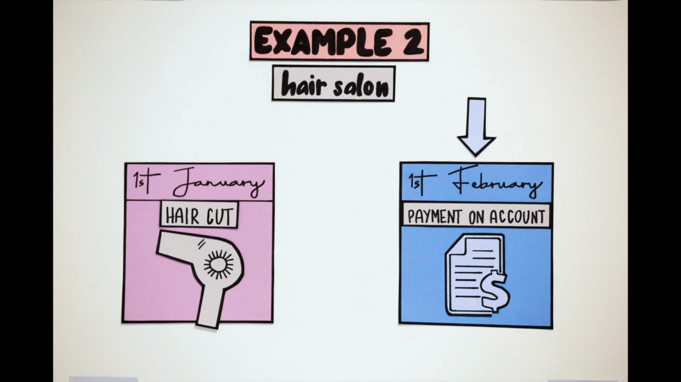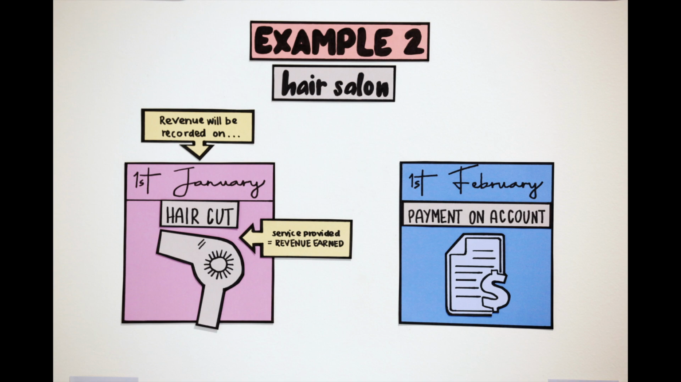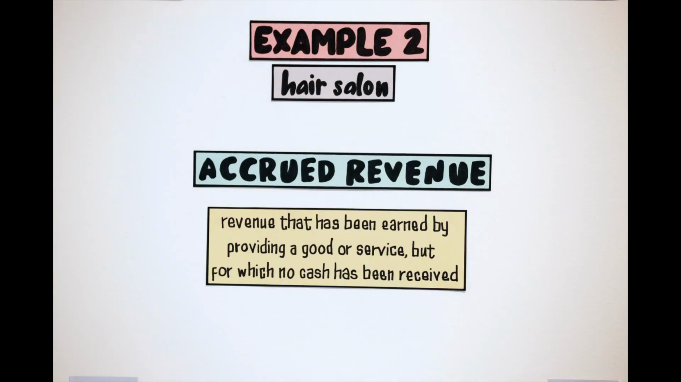Keeping the revenue recognition principle in mind, this means that the revenue will be recorded on the 1st of January when the service was delivered and therefore earned. So this is an example of accrued revenue, which is defined as revenue that has been earned by providing a good or service but for which no cash has been received.